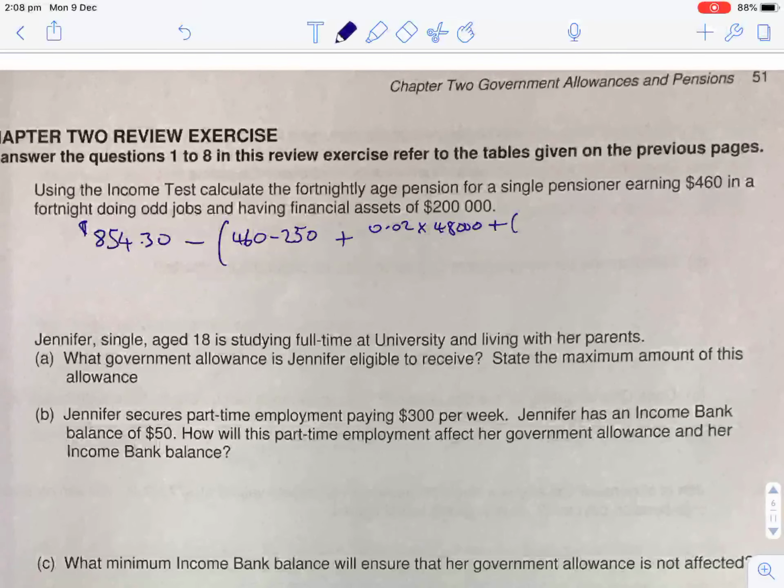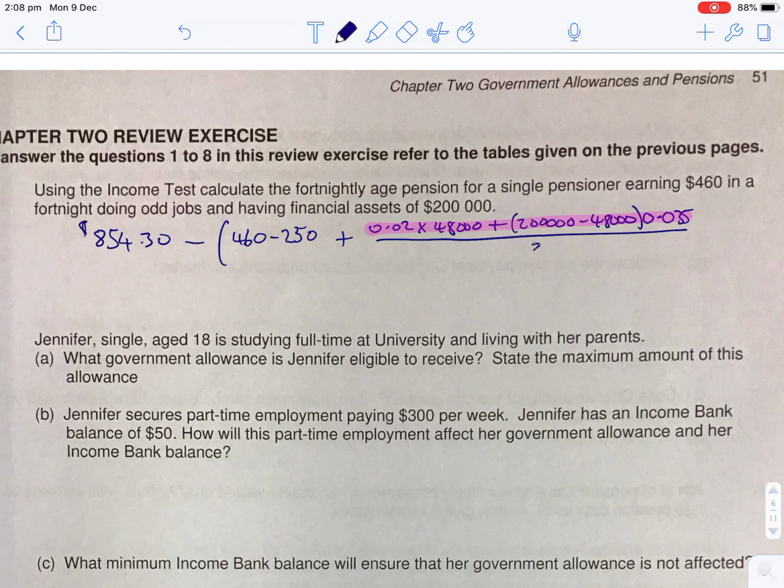Plus there's the amount that's over that. So here I've got 200,000, take away the 48,000 that I've already considered. Put that in a bracket. For each of those dollars, I'm going to pay 3.5%, so times 0.035 as a decimal. Now, this line as a whole is basically calculating my deemed income, but it's deemed income per annum. So don't forget to divide all that by 26 to turn it into the fortnightly deemed income. That gives me my total income.